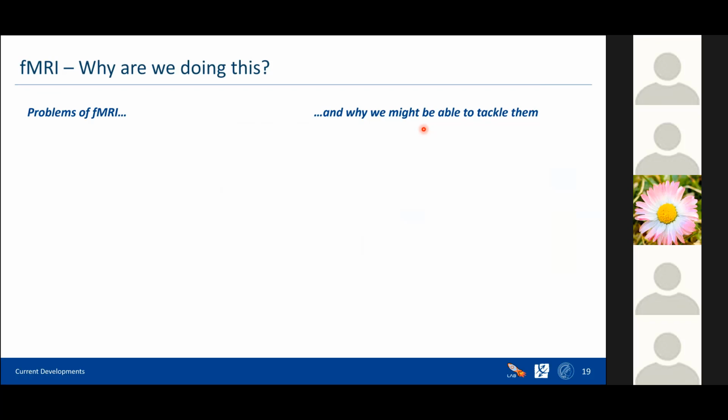And now, why are we doing this? Why in the heck in the world should we do this? I mean, what's this related to proteomics? Why we? Why not someone else, and so on? So let me first tell about some problems of fMRI, and then why we might actually be a good group to tackle these problems.